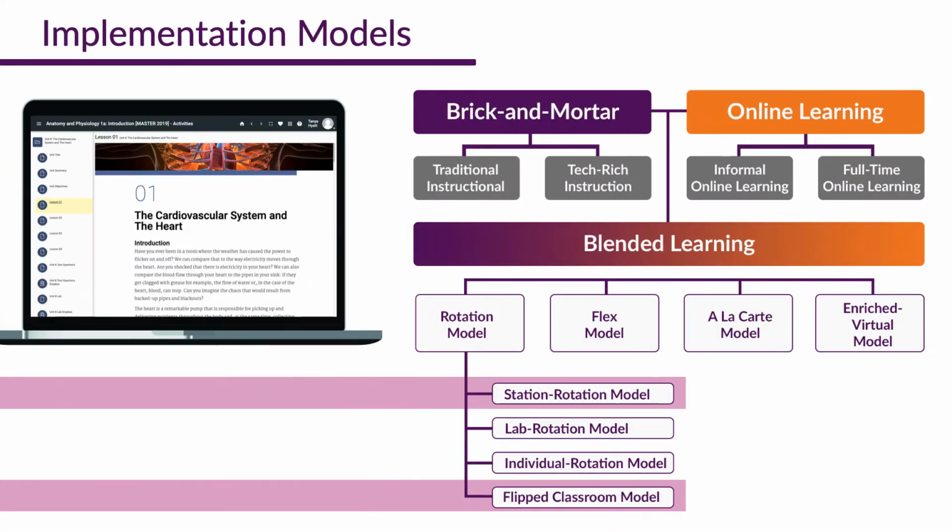Let's take a look at an example of what Mr. Hubbard did in his science classroom to implement blended learning through using an EDL course. In this example, he is introducing his students to the cardiovascular system and the heart. And he has chosen to combine 2 different implementation models of both station rotation and flipped classroom.